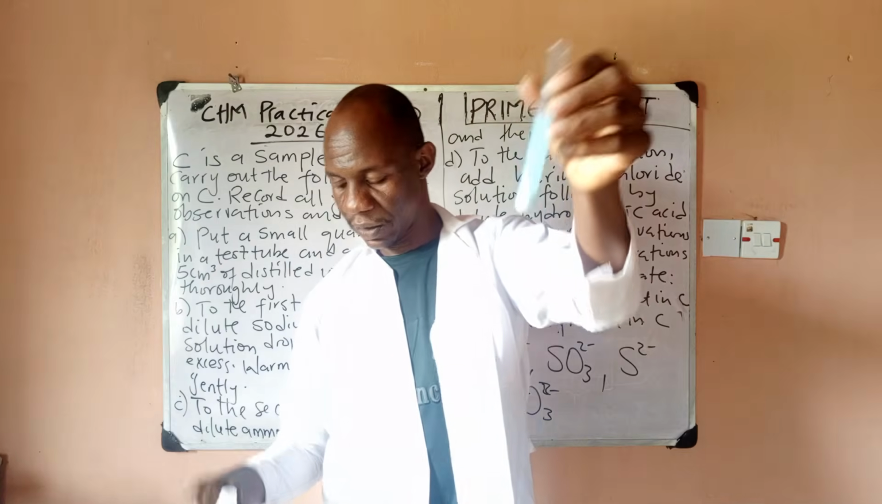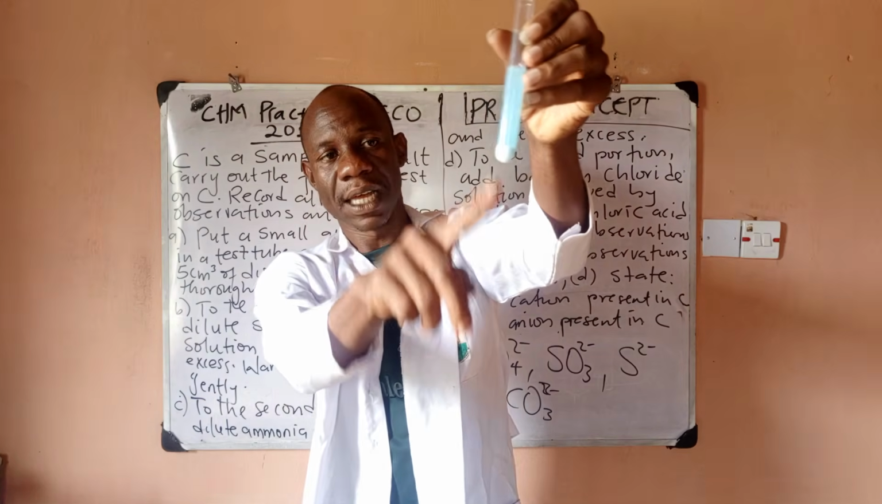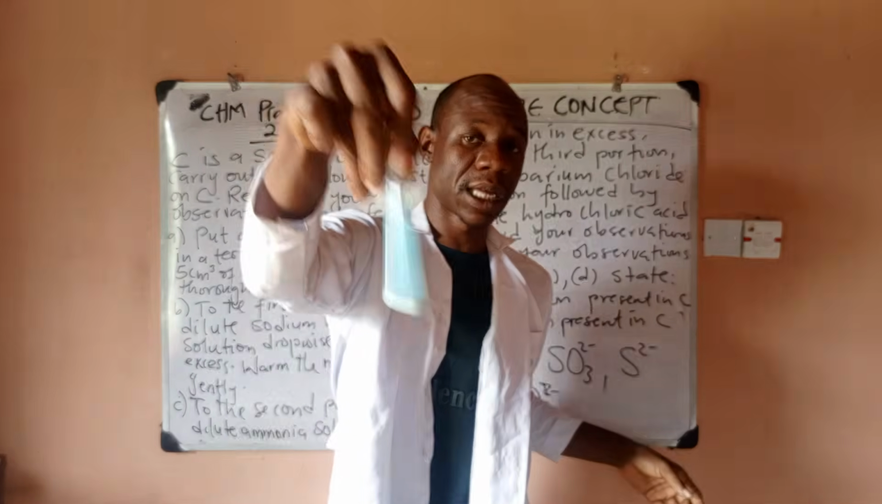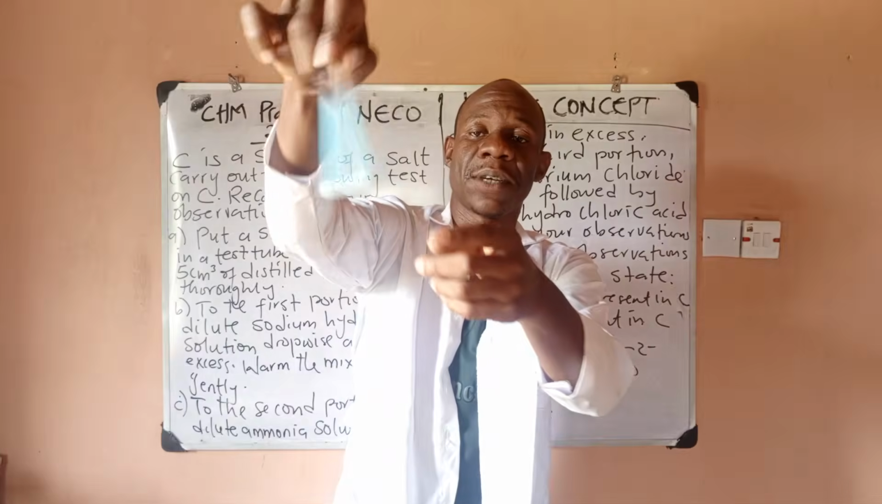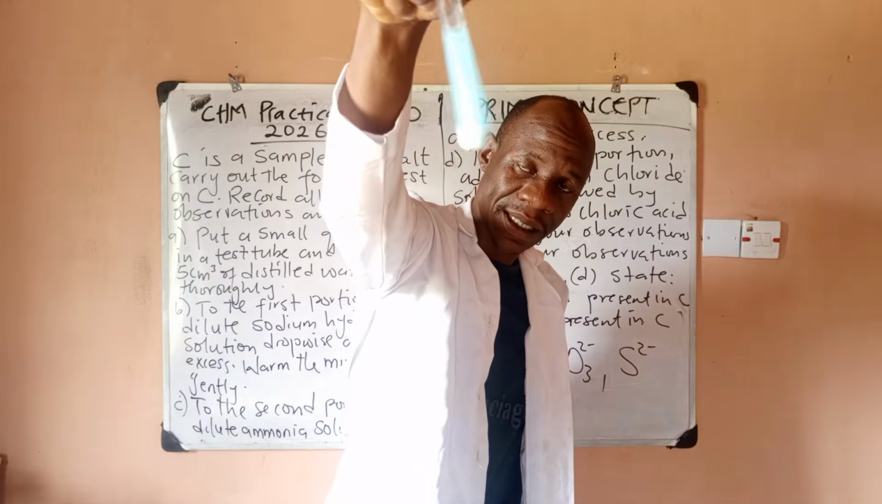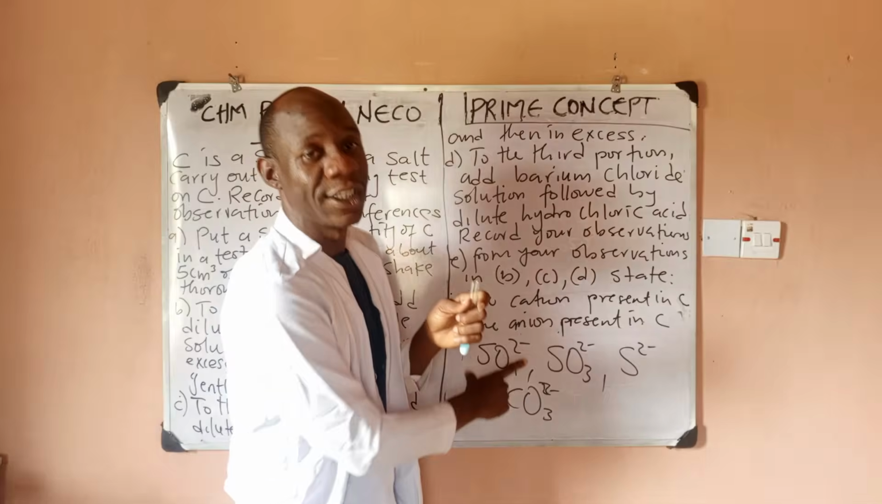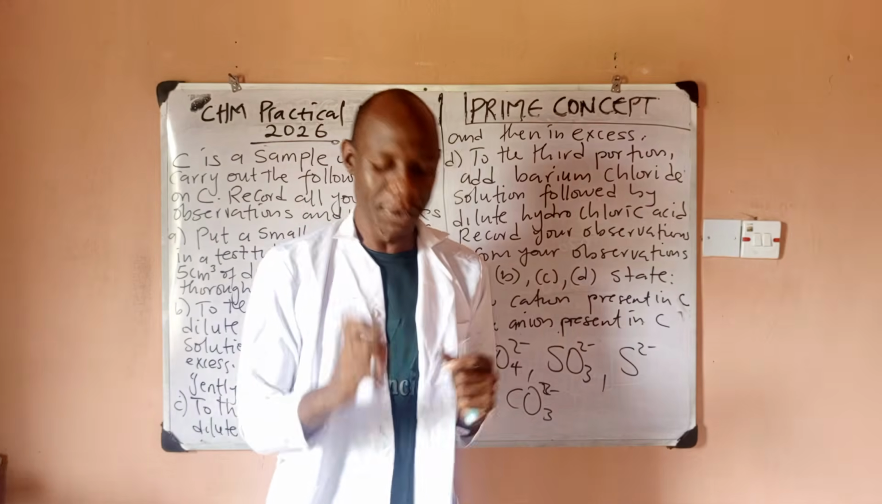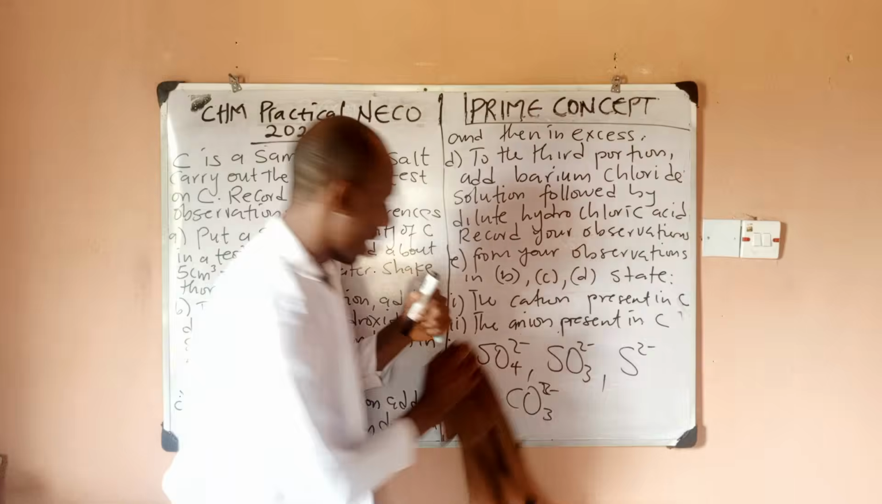So what did you notice? The white precipitate still remained. It looked as if the white precipitate has gone down. Why? Because I left it for some time when I was explaining. But you still notice that the white precipitate is still there. It didn't disappear. So it means that sulfate ion has been confirmed.